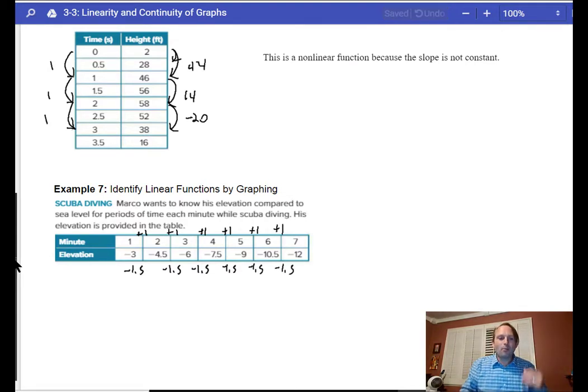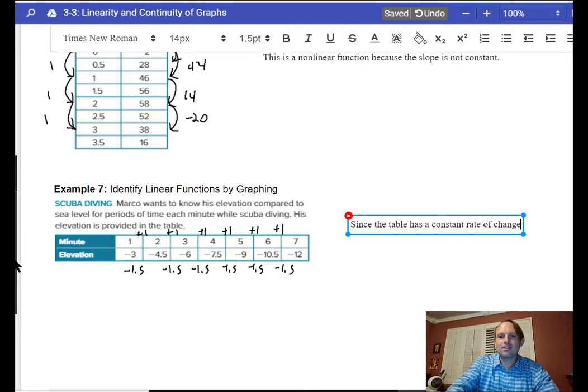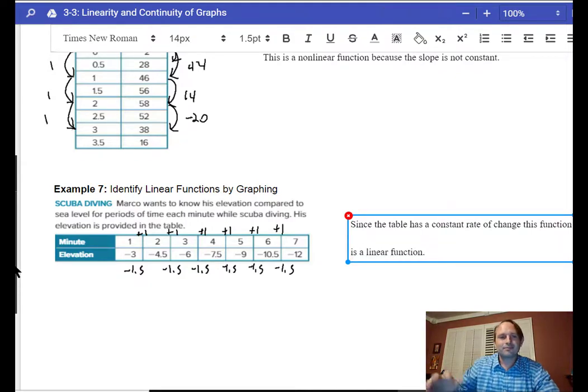So the slope, since the table has a constant rate of change, this function is a linear function. There we go.